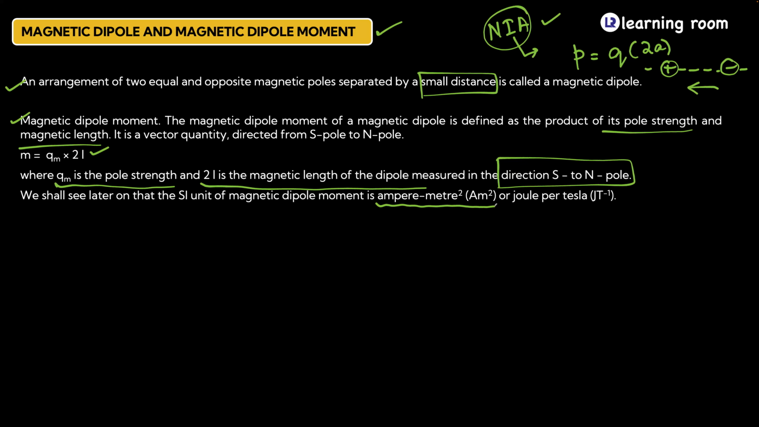Sorry, ampere meter is for pole strength. So ampere meter square is the magnetic dipole moment's SI unit. The other unit that we can use is joule per Tesla also. We can use joule per Tesla. Is that clear? So this is all about magnetic dipole and its dipole moment. Just make a note.